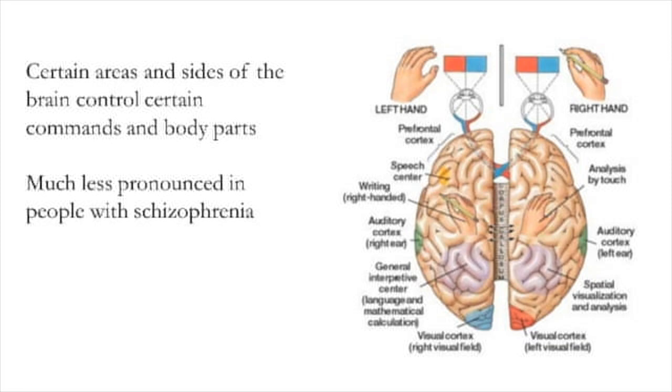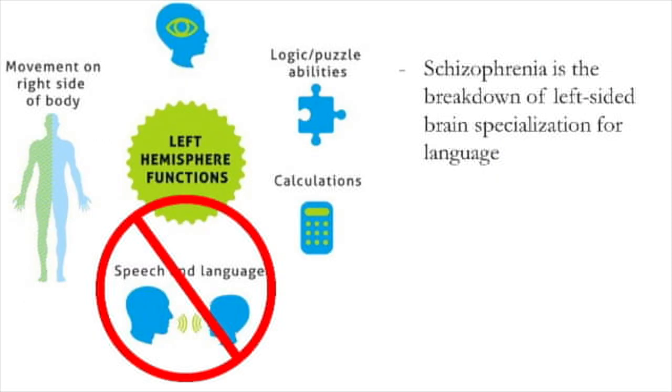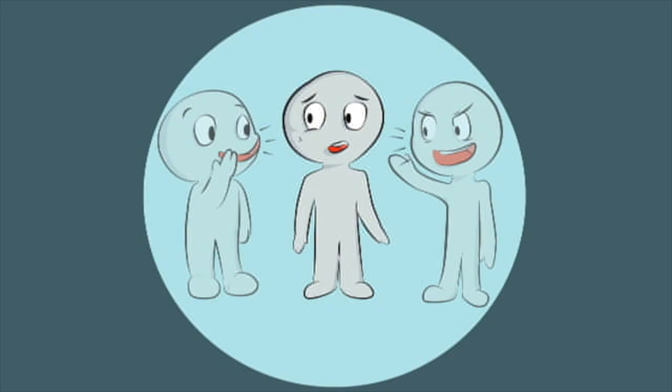Additionally, he suggested that the division boundaries between certain areas, particularly the areas concerned with language and thought, are also blurred. Specifically, he is claiming that schizophrenia is the breakdown of the normal left-sided brain specialization for language, and evidence supporting this shows that schizophrenics have less left-sided dominance for language. Crow claims that this is why people with schizophrenia might interpret their own inner thoughts to be voices that they can hear, or external thoughts that have been inserted into their heads.